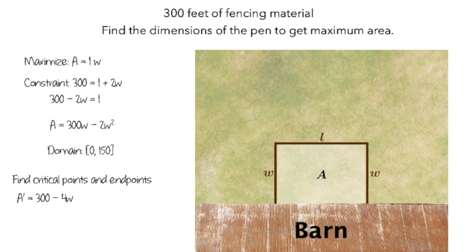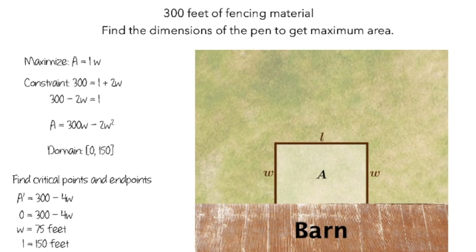Critical points are where the derivative is 0 or undefined. Since A prime is a linear function, it is defined everywhere. To find where it is equal to 0, we set A prime equal to 0 and then solve for W to get W equals 75 as a critical point. To figure out the corresponding length, we can use our 300 minus 2W equation to get a length of 150 feet.